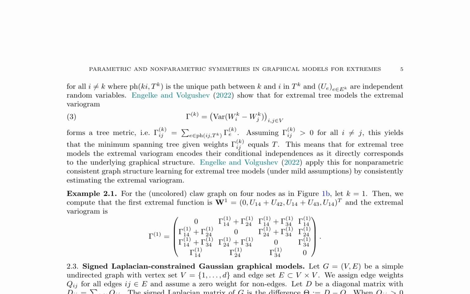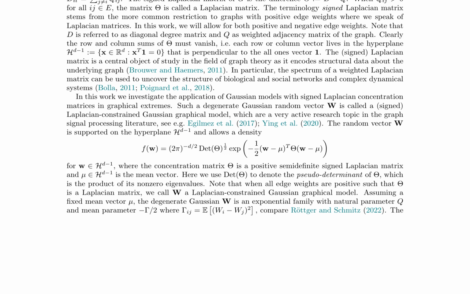Signed Laplacian constrained Gaussian graphical models are a central topic in graph theory and signal processing. They are degenerate Gaussian random vectors supported on a specific hyperplane, with a density function depending on the concentration matrix Theta, a positive semi-definite signed Laplacian matrix, and the mean vector mu. These models are connected to exponential families, where the degenerate Gaussian is an exponential family with natural parameter Q and mean parameter Gamma, where Gamma represents the expected squared differences between pairs of variables.